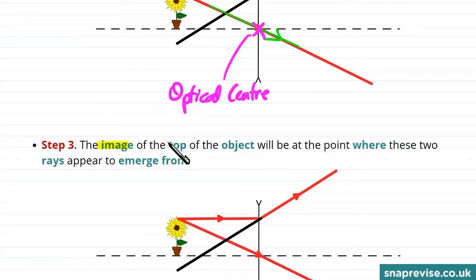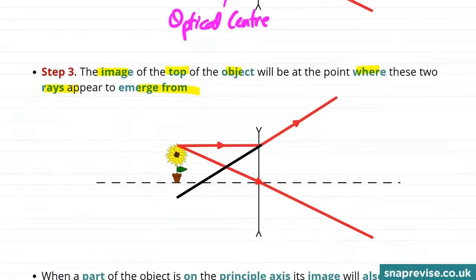The image of the top of our object is going to be the point where these two rays now appear to emerge from. So these here are two light rays which are both coming from the top of the object, but they appear to come from here. So this point here is the image of the top of the object.